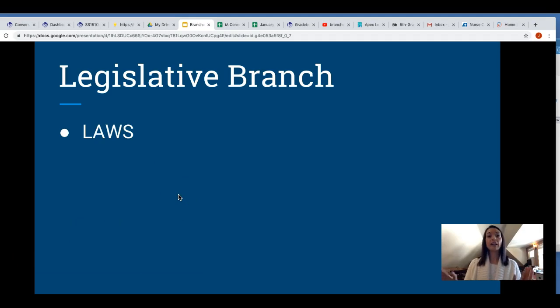So the second branch of government is called the legislative branch. Now, the legislative branch is in charge of making the laws or writing the laws. That's why I used capital letters for this subheading right here, laws. Laws in big capital letters.